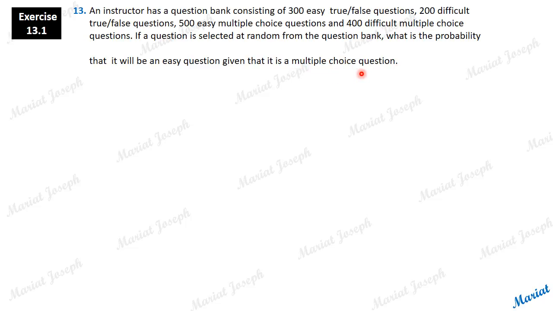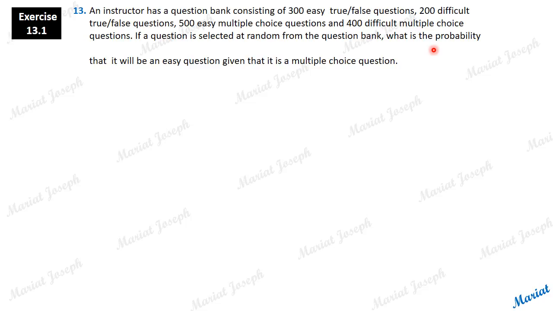Here, it looks like a simple probability question. What is the probability that it will be an easy question? But we have to understand that it is a conditional probability, because what is the probability that it will be an easy question given that it is a multiple choice question? Once the probability of a condition is to be found out on another given information, that is called conditional probability.